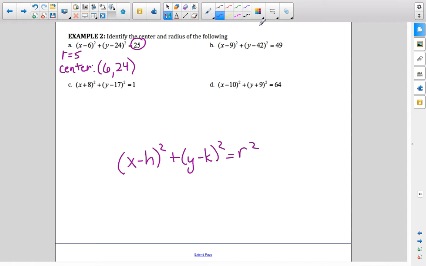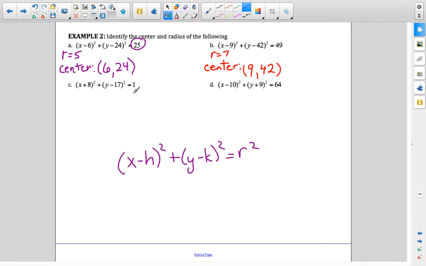Okay, on B, I can see that my radius is going to be the square root of 49, which is 7. Because remember, this is the radius squared, not the radius. And my center is going to be at the opposite of that minus 9, so it's at 9, and the opposite of the minus 42 is 42. Also quadrant 1.